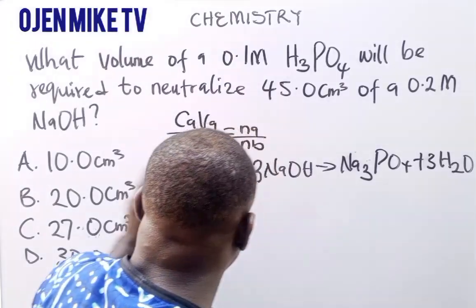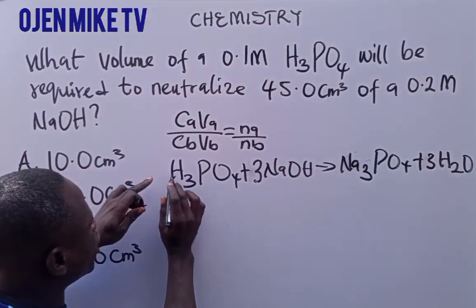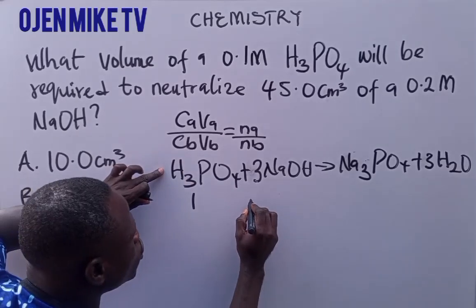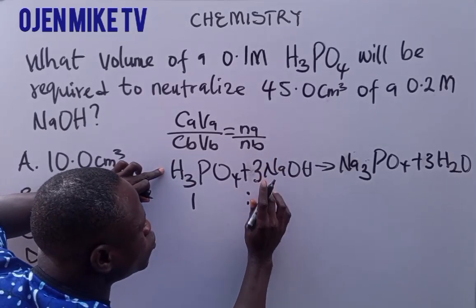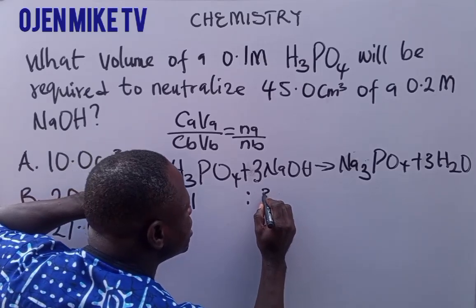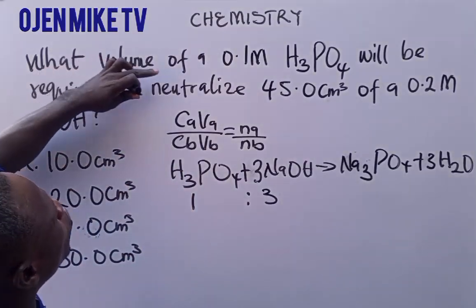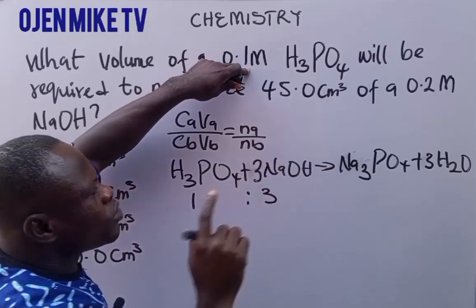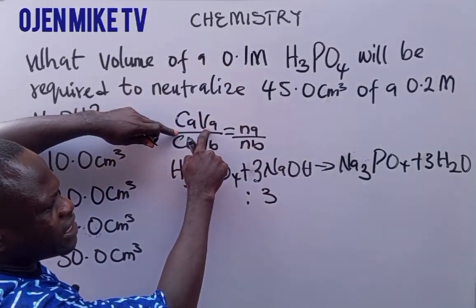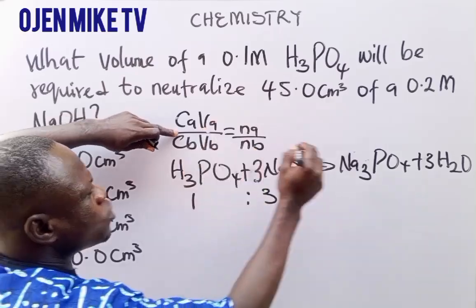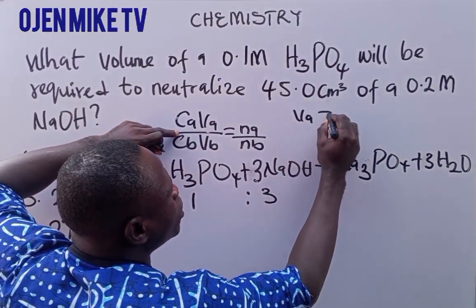Are you following? Now, having done that, the mole ratio here is 1 to 3. So you are asked what volume of this, which is your acid. We are asked to calculate the volume of acid. So making VA now the subject of the formula.